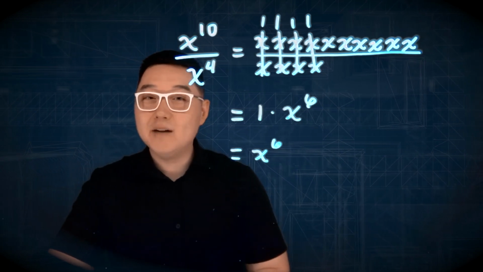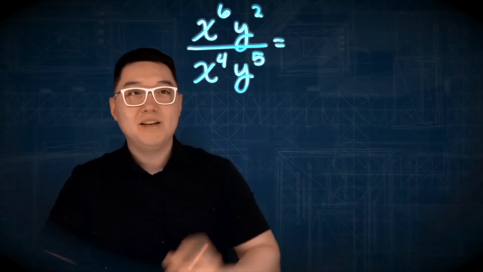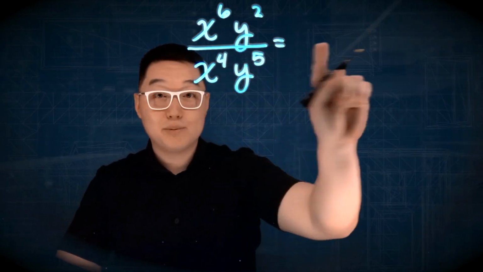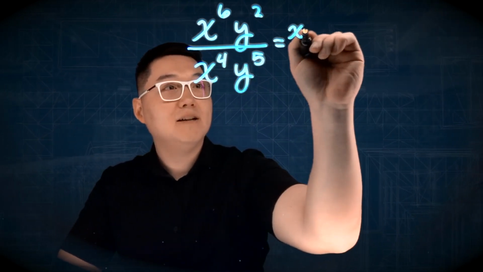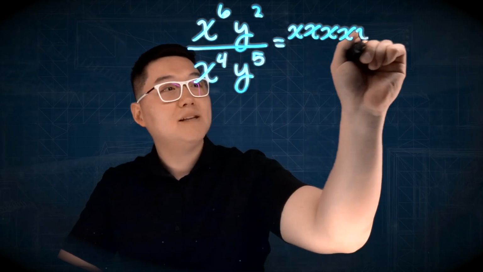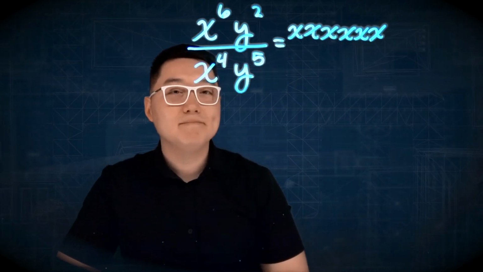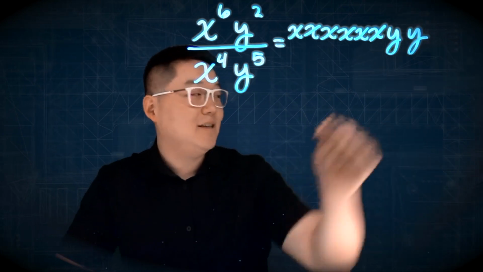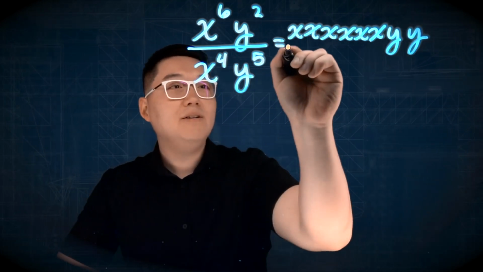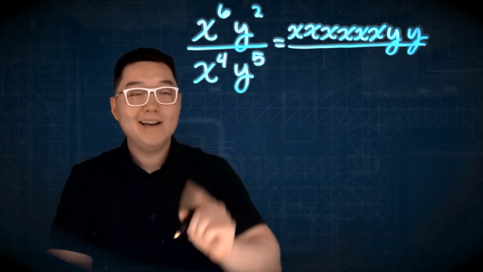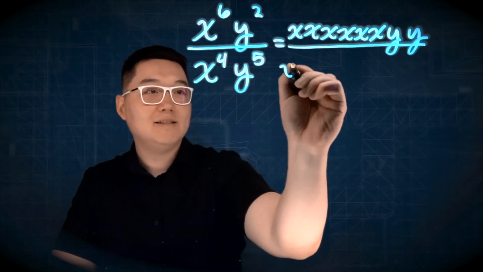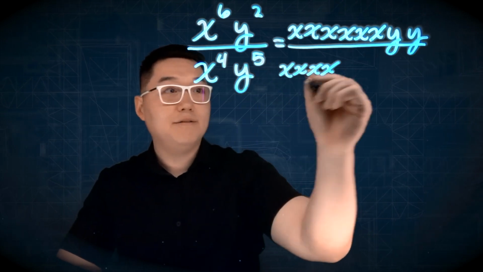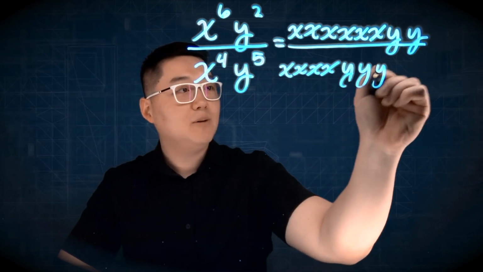Now let's try one more example. Okay, so here is another problem. We see x to the 6, which can be broken down as x times x times x times x times x times x, 6 times, times y squared, which can be broken up as y times y. Now all of this is being divided by x to the fourth, which is x times x times x times x, times y to the fifth, which is y times y times y times y times y.